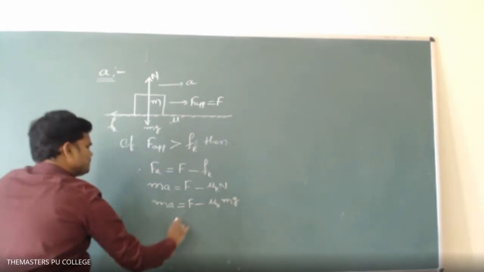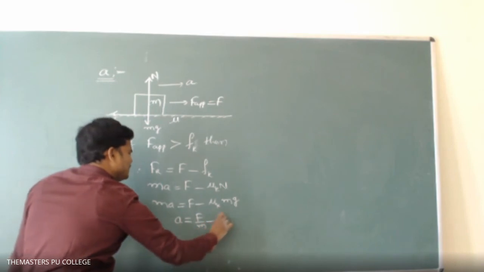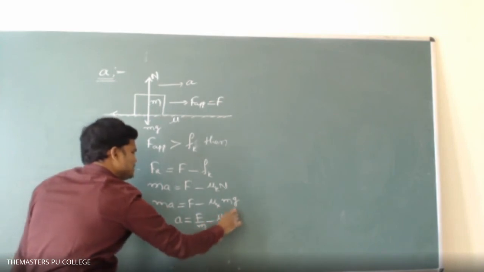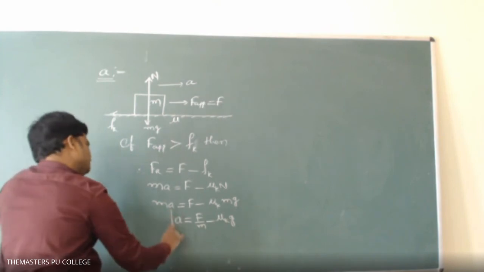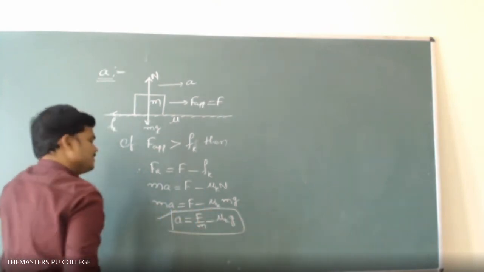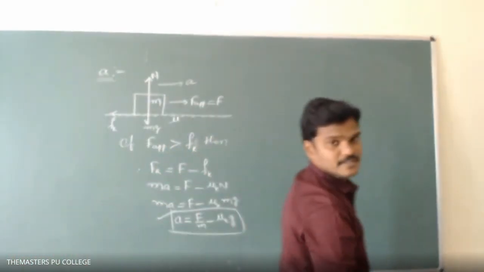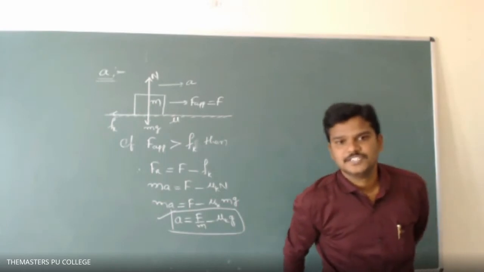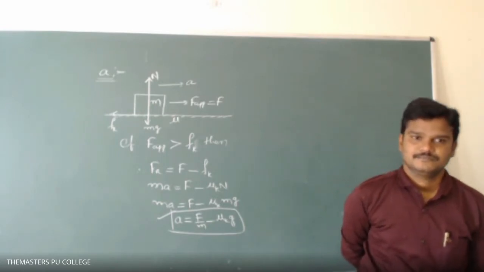Take this m to the right side. F by m minus mu k m g by m. M cancels. Correct? Is this equation correct or not? a is equal to F by m minus mu k g. So this is the acceleration of a body which is moving on a rough horizontal surface.